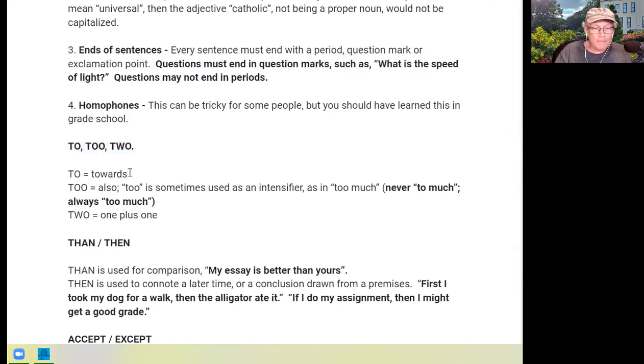The word to means typically towards. The word too means also. It also means an intensifier, such as too much. So if you're going to say, I had too much to eat last night and I barfed, you would never say to much. You would always say too much. And of course, two, the number, means one plus one. Get that right. That's third grade stuff, probably second grade stuff. Get that right. Don't make me lose any more hair.